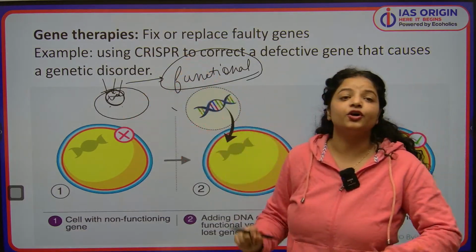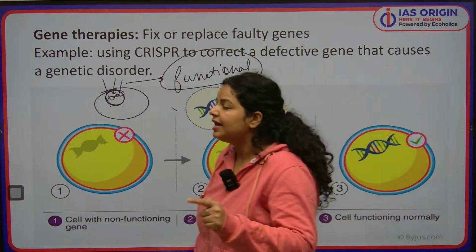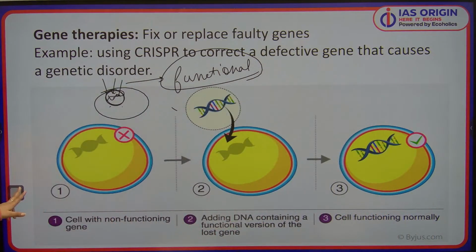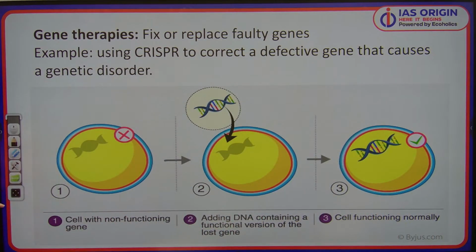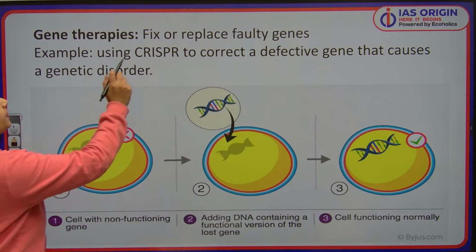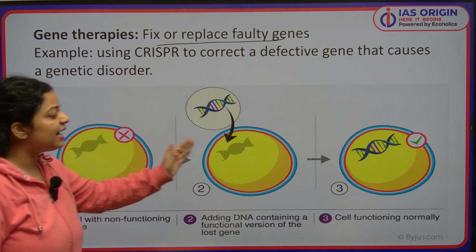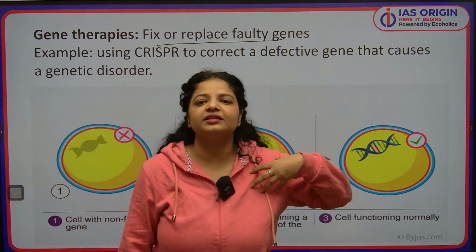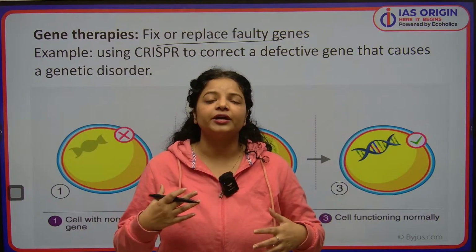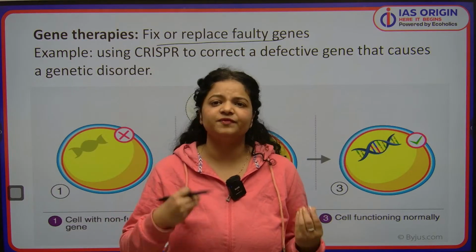This is what gene therapy looks like, and this is the precision part of precision biotherapeutics which you will see. So gene therapies fix or replace the faulty genes, that is, the genes which are present in my cells. We also know that our body is made up of cells and tissues.